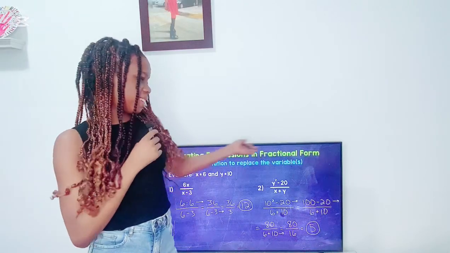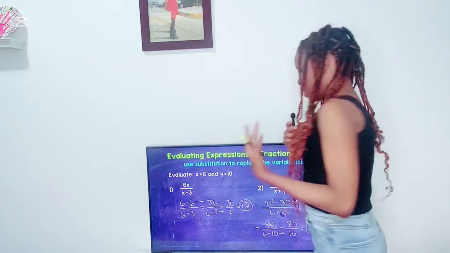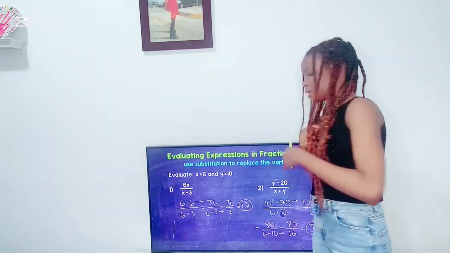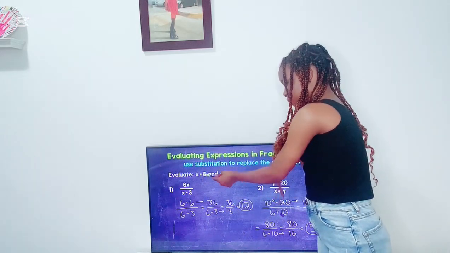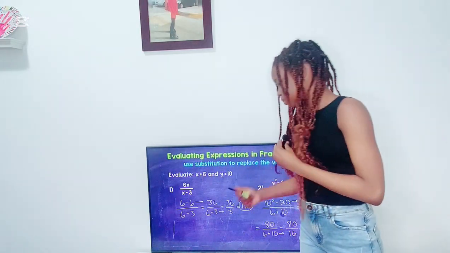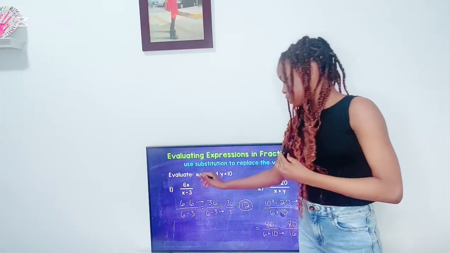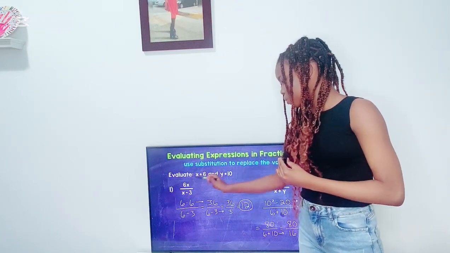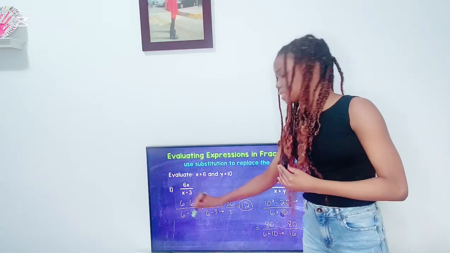Today we're going to be talking about evaluating expressions, but in fraction form. Now we all know about evaluating expressions. We use substitution to replace the variables. The variable x equals 6. So when they tell you something like, for number 1 it says 6x, that means 6 times 6, because remember, we're using substitution to replace the variable. So it means 6 times 6.